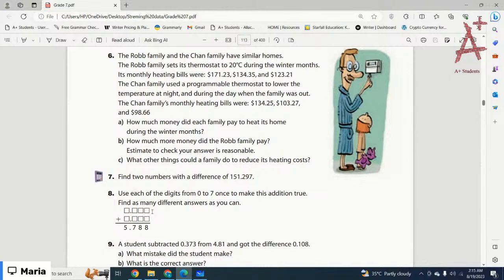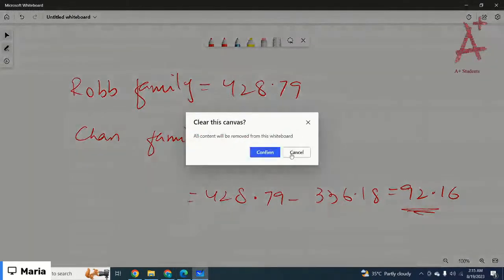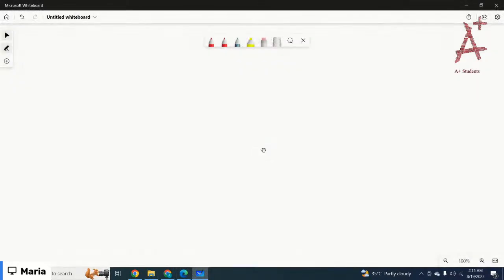Question number 7 is, find two numbers with a difference of 151.297. You have to find two numbers that have a difference of 151.297. It can be any numbers that have this difference. Okay, let me just think. 151.